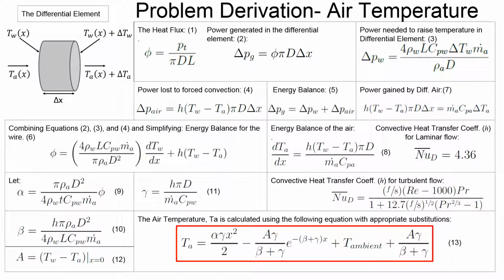Here is the problem derivation for the air temperature. This is a lot to take in, so please pause and make sure you understand before moving on. The main takeaway is that the temperature of the air can be obtained from equation 13, boxed in red. This ultimately allows for the calculation of wire temperature.